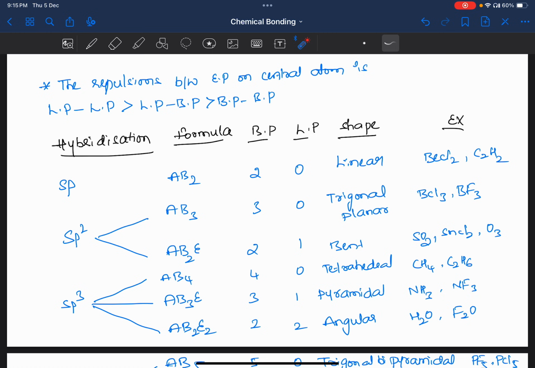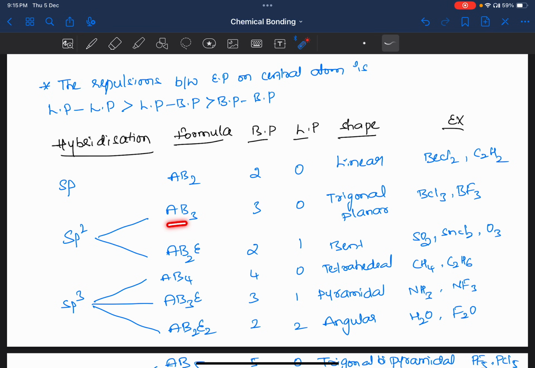So that's why we mention A: A is the center atom in all these formulas. This AB2 molecule exhibits sp hybridization. Why? Here bond pairs are 2 and lone pairs are 0. So 2 plus 0, therefore the total electron pairs are 2 only. So that's why it exhibits sp hybridization. Then the molecular structure is linear, and examples are given.